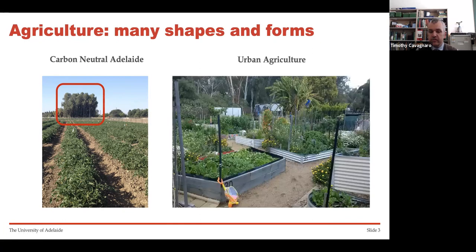And then in the second half of the seminar, I'm going to talk about quite different agricultural systems, urban agricultural systems. As you can see in the slide, this is not necessarily what you immediately think of when you think about agriculture, but hopefully I can make the case that these are really interesting. They're obviously very diverse agricultural systems, and also potentially quite significant ones.